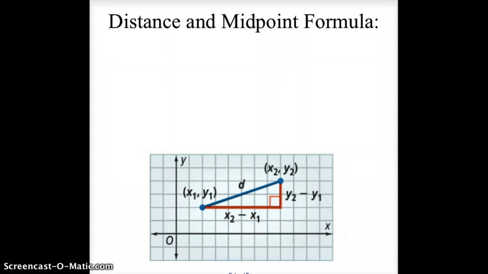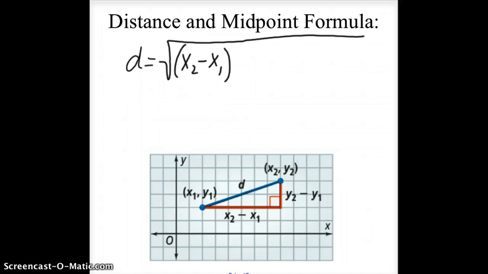All right, distance equals the square root of x2 minus x1 squared plus y2 minus y1 squared. That's the formula. It's very long, but let's look at this graph one more time.